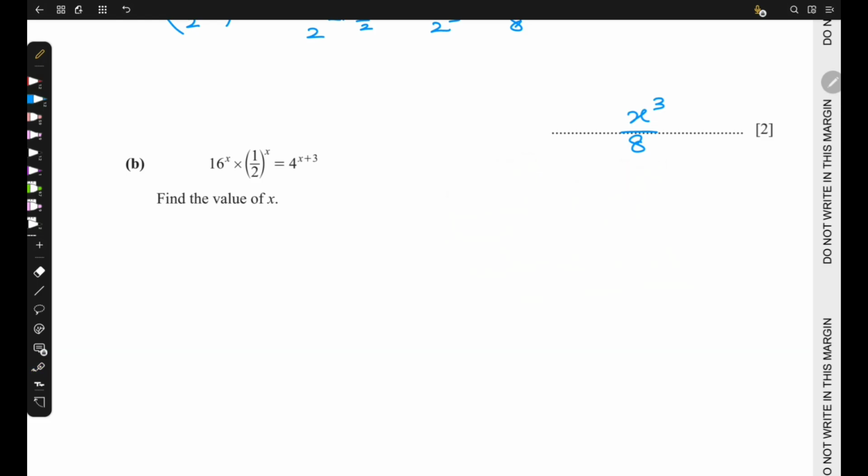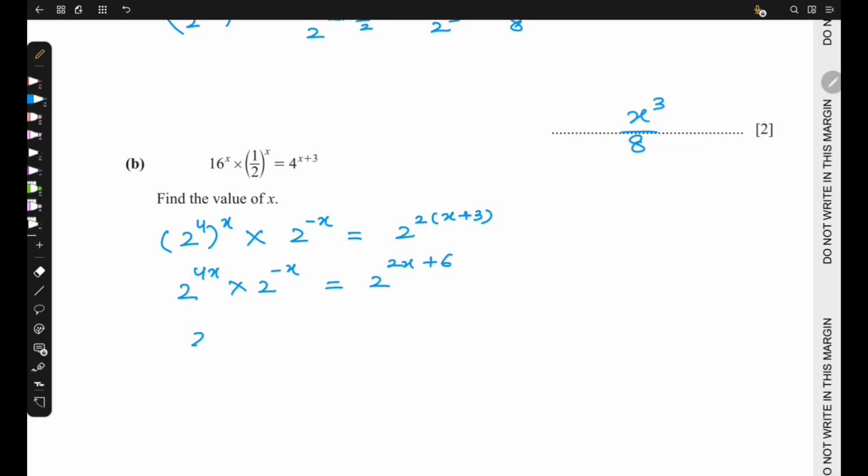16 can be written as a power of 2, like 2 raised to the power 4. And if we change 1 over 2 to 2, like if we take the reciprocal, the sign of the power would change. That is the basic shortcut way. And 4 can be written as 2 raised to the power 2, times x plus 3. Now we multiply the power with the power. 4 times x is 4x, times 2 raised to the power minus x equals 2 raised to the power 2x plus 6. At the end, the bases are the same.